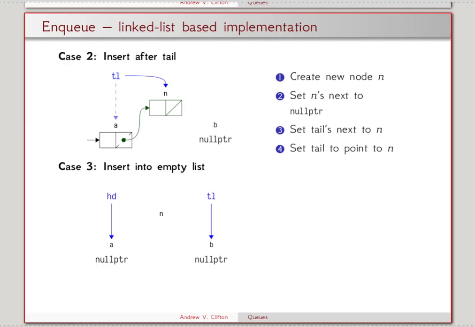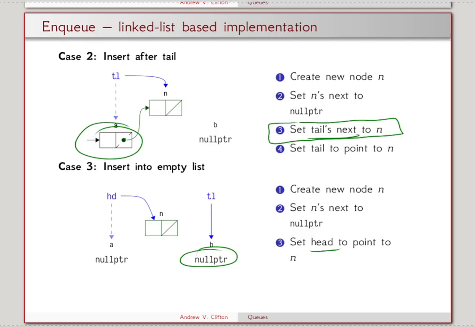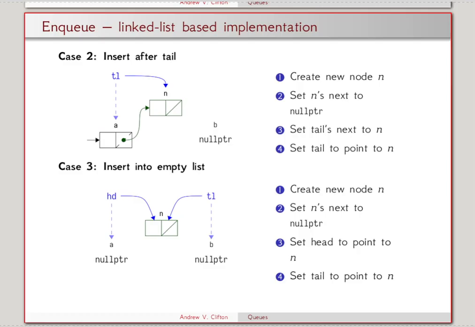For case 3, we can use the same steps except for one of them. One of them is going to change here. So step 1 is the same, create a new node n. Step 2 is also the same, set n's next to null pointer. Step 3, so up here, step 3 is set the tail's next to n, because we have a tail, we have a node there. Down here though, our tail is null pointer. So in place of that, we're going to set the head to point to n. That's the only difference here, step number 3. And then step 4 is set the tail to point to n. So all 4 of the steps are the same except for step number 3.